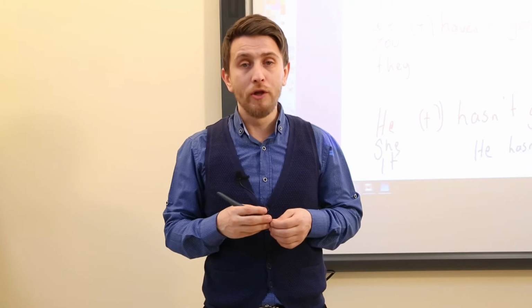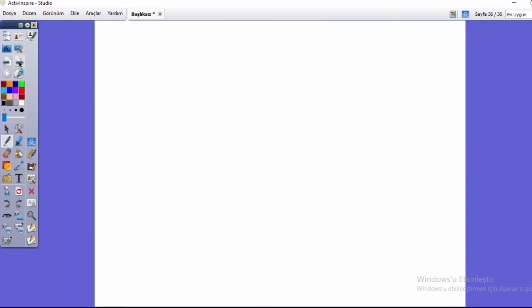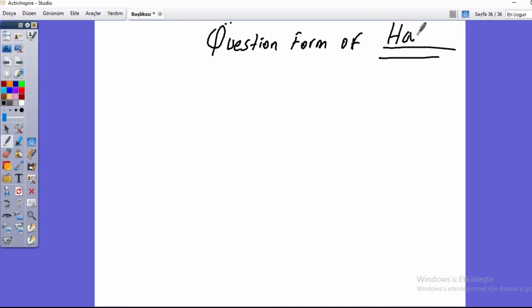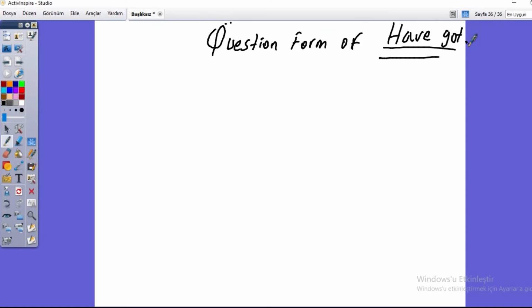Now let's jump on to question forms with have got. Here we go. Question forms of have got. So, when we make questions with have got forms, have and has come in the first place. And then we use subject pronouns and then got. Let's write them on the board.